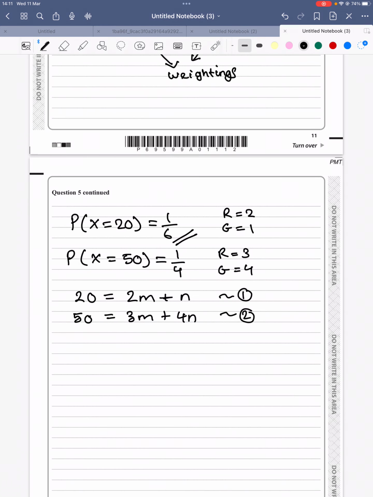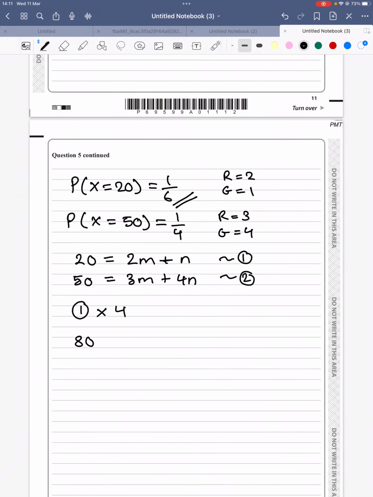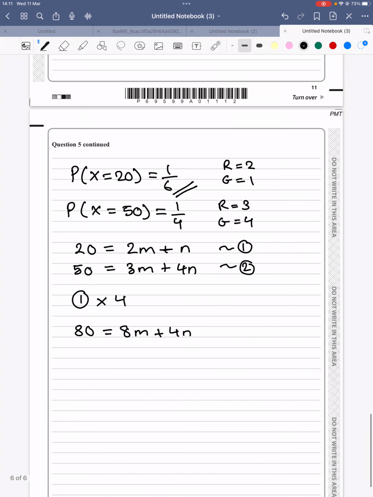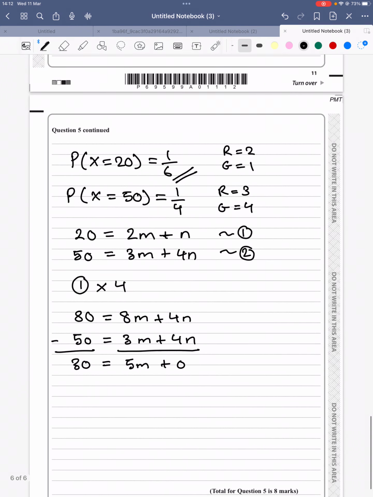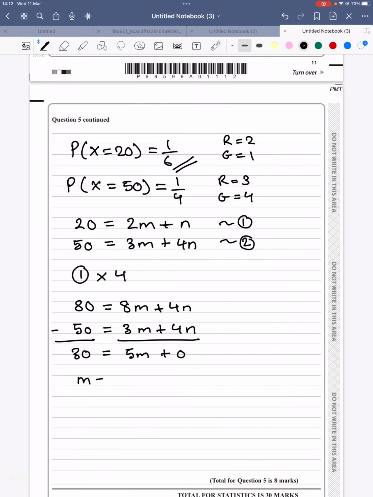I'm going to multiply equation 1 by 4. So I'm just going to write equation 1 multiplied by 4. What do I receive? I get 80 equals 8m plus 4n. And below that I have 50 equals 3m plus 4n. Now I'm simply going to subtract my two equations. I get 30 equals 8m take away 3m is 5m, and then the 4n's cancel. So all I'm left with is 5m equals 30, so it's clear to see that m must equal 6.